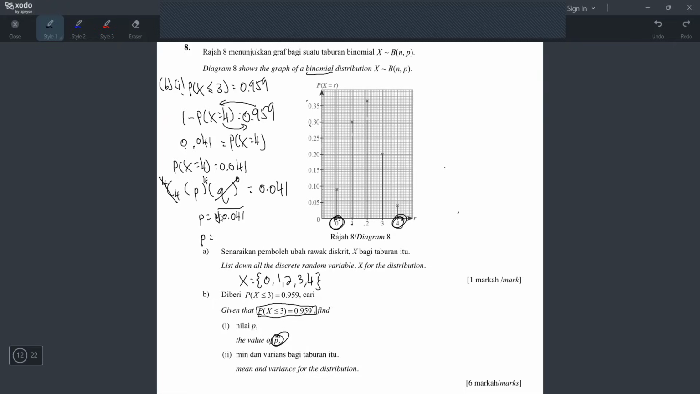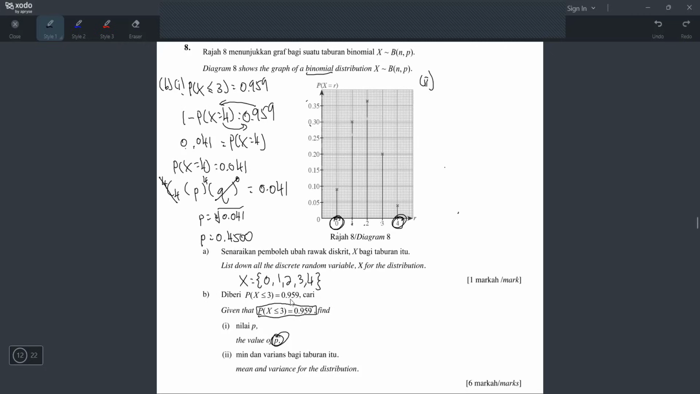Okay, my calculator gives me 0.44998. If you round this off to 4 significant figures, you get 0.4500. So 0.45 is also good enough, right? So that would be the answer for number 1. What about number 2 question?